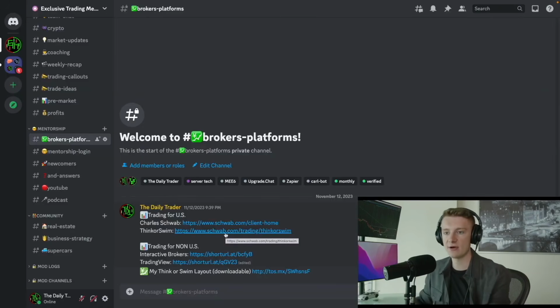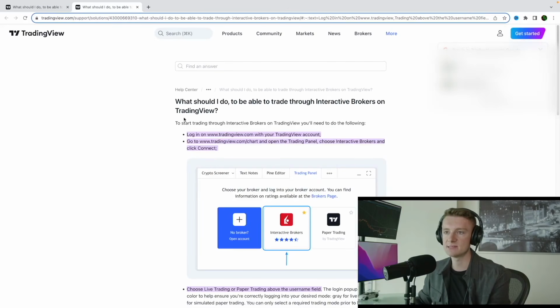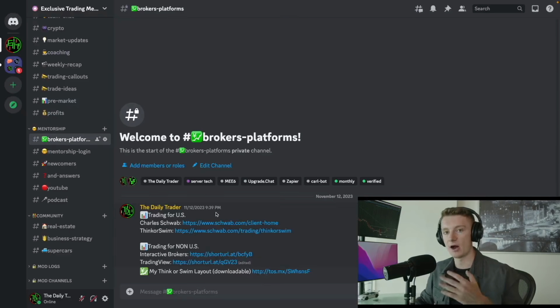Now, once you have your Interactive Brokers account set up, click on TradingView. This page is going to tell you how to go about connecting Interactive Brokers to the TradingView platform. All right, so at this point, you should have your broker set up, whether that is Charles Schwab or Interactive Brokers. You should have downloaded ThinkorSwim, and you should have connected your Interactive Brokers to your TradingView account.